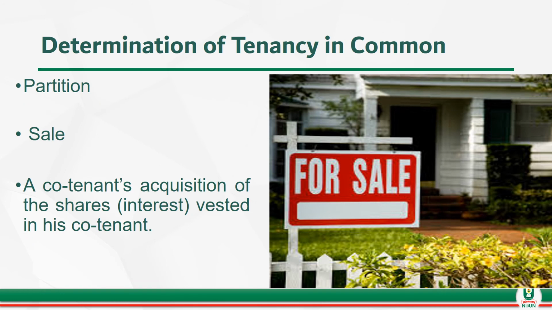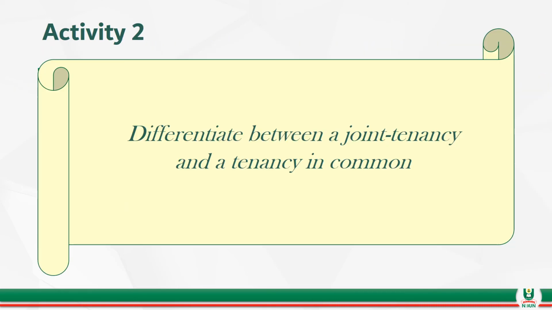Now, how do you bring a tenancy in common to an end? You can do it by partition. Either the parties partition on their own, or they partition based on the order of court. It can be done by sale. If one party sells its interest, the tenancy in common has come to an end. And then, of course, a co-tenant in common can acquire the interest of another tenant, and then the tenancy has come to an end.